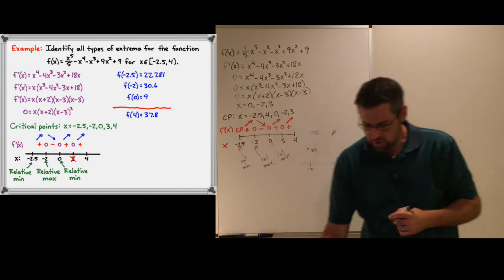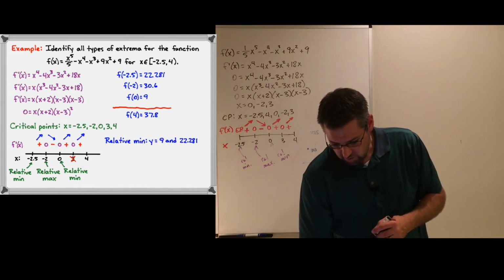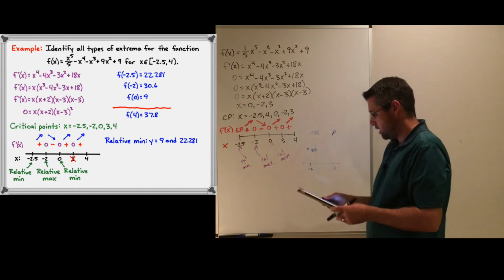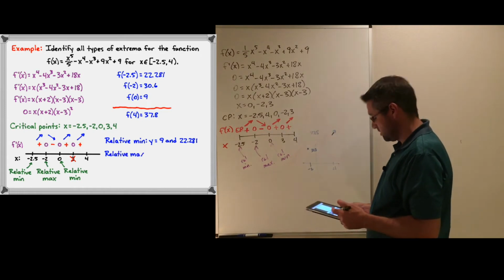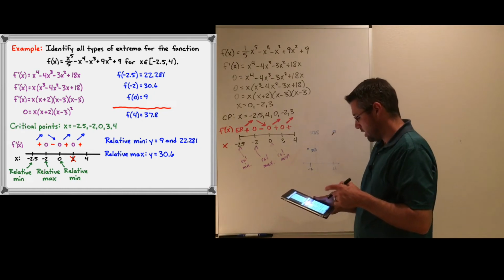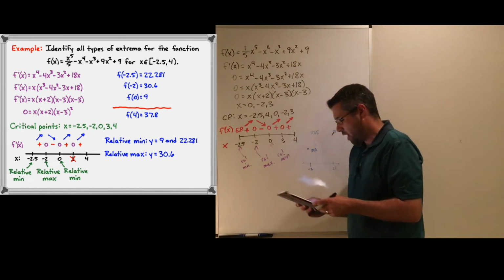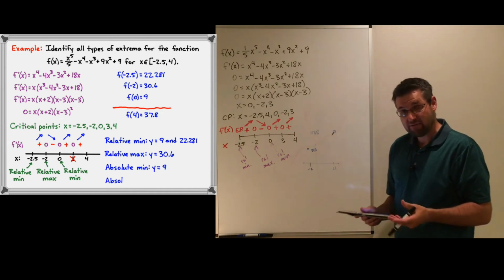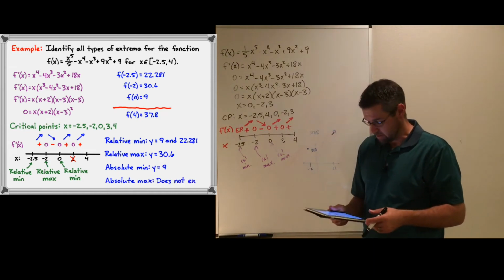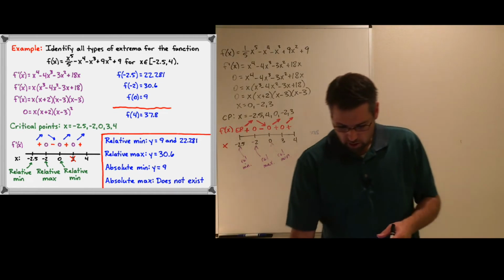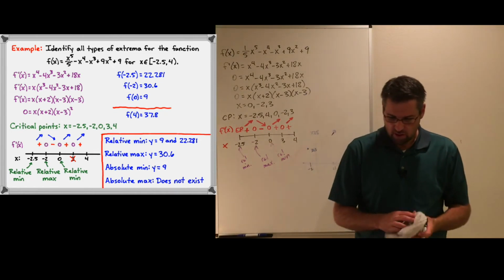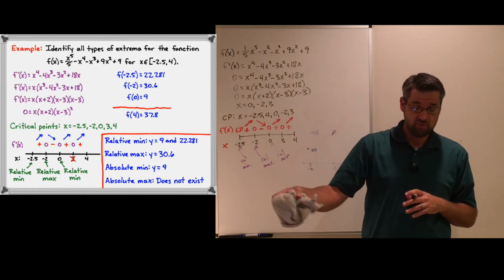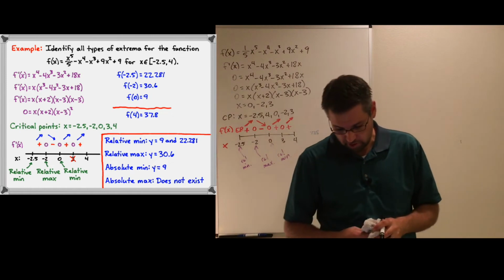So we would conclude then that the relative minimums are y equals 9 and y equals 22.281. The relative maximum is y equals 30.6, and then our absolute minimum is y equals 9, and we don't have an absolute maximum. There isn't one. It does not exist. Okay, so there's a good example of finding critical points and doing an entire problem to find relative minimum, relative maximum, and all types of extrema.